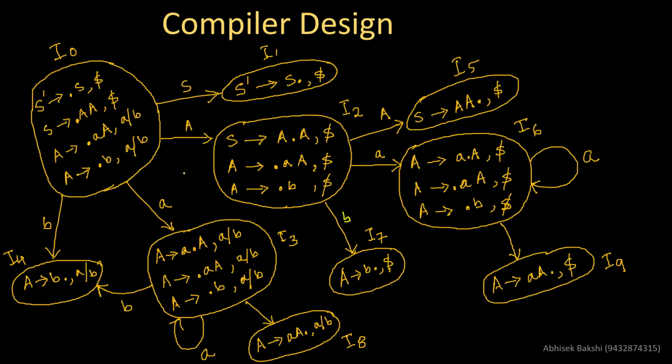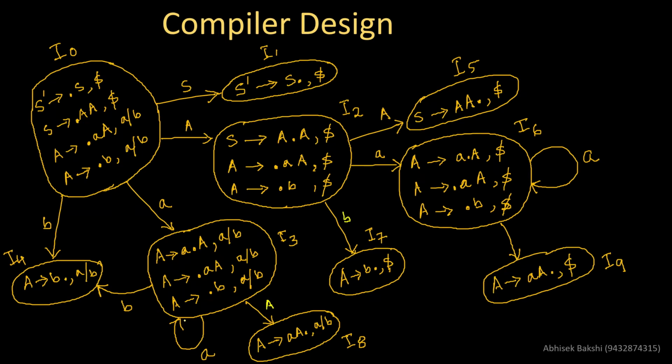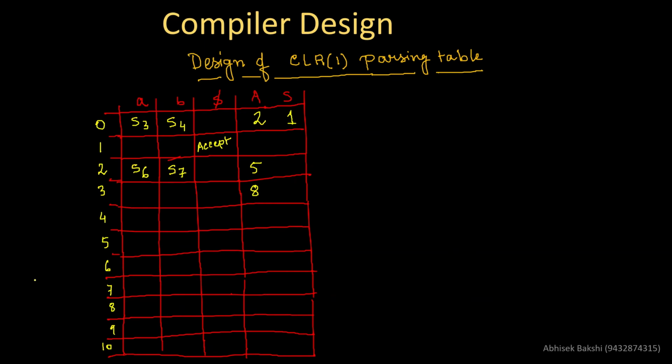Similarly from third, because of this capital, for which one? A or not? Capital A, right? Capital A. From third state for capital A it is 8. So 3 under capital A it is 8. Right. 3 under small a it is shift to 3 and small b shift to 4. That means it is shift 3 and it is shift 4 as it is.